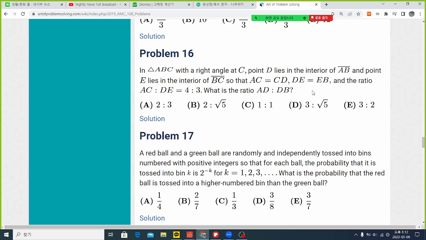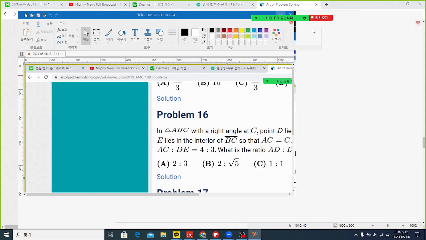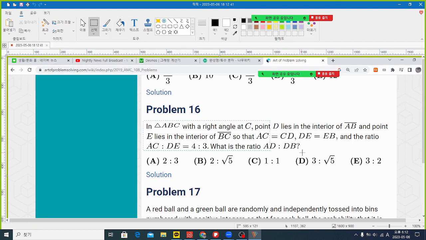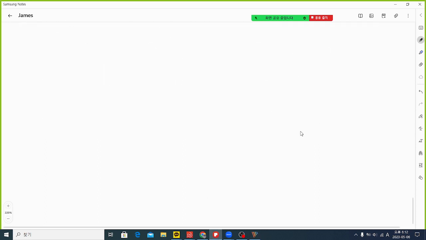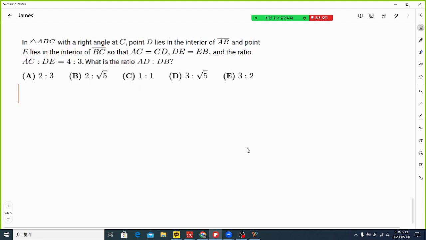In number 16, angle C is a right angle. So let's make a graph. If we put C at the origin, A, B.